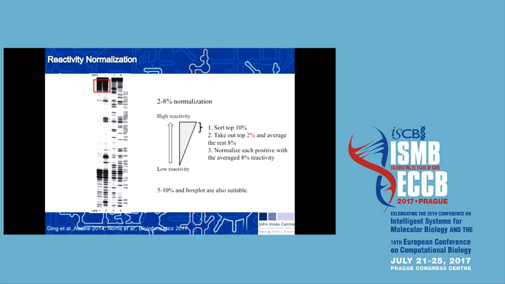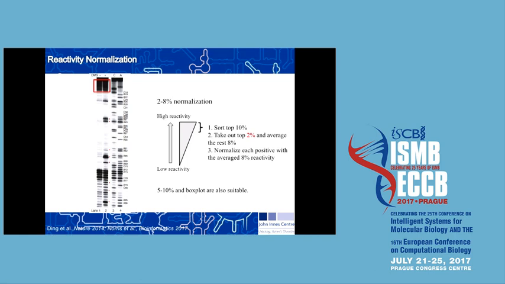You sort the top 10% high intensity of the bands, then you take the top 2% away, so these kinds of outliers are removed. Then you use the rest, the 8%, as a denominator to normalize every single band of your gel intensity reactivity. So this way is actually derived from the experimental gel assay.